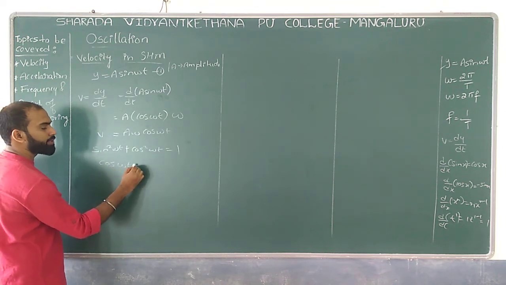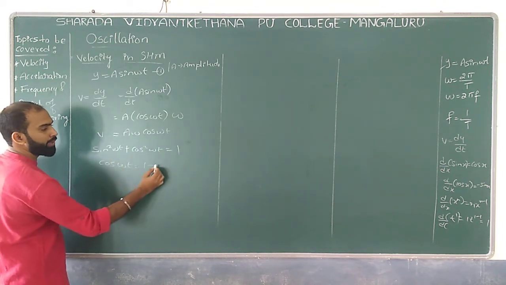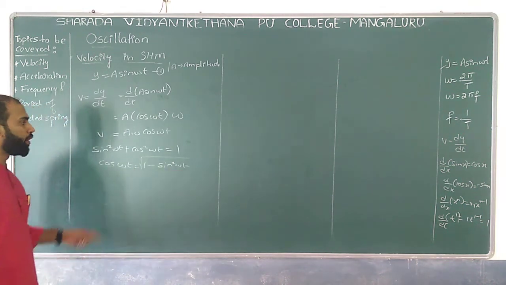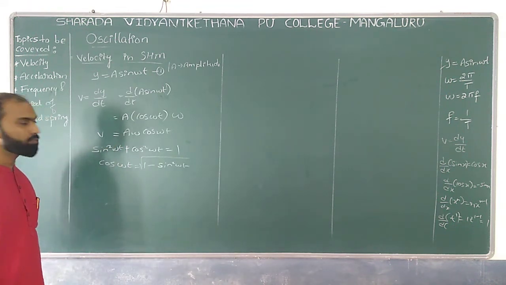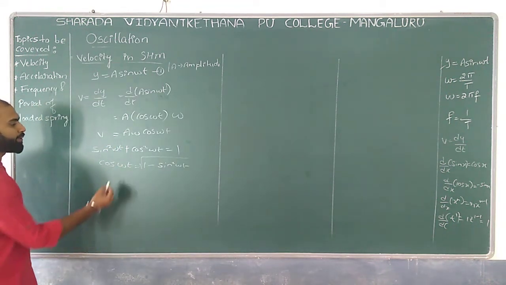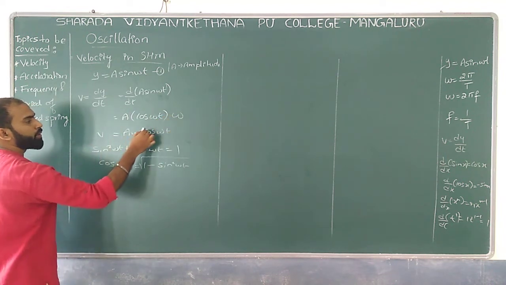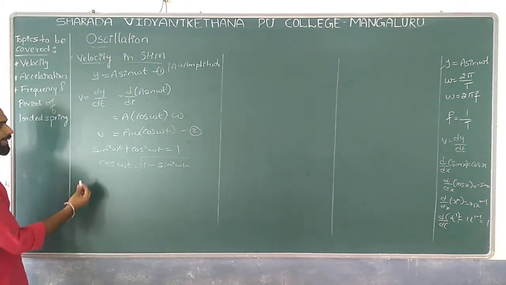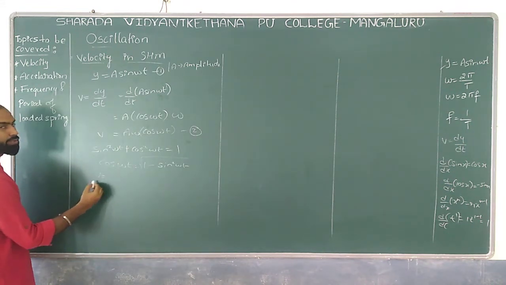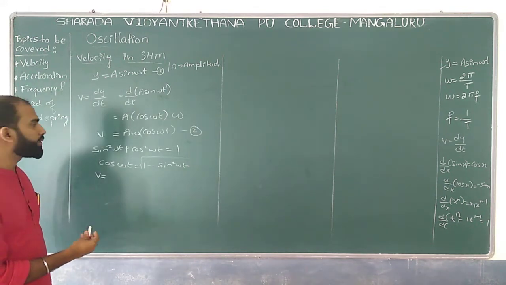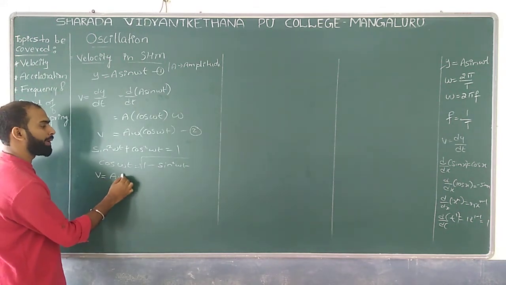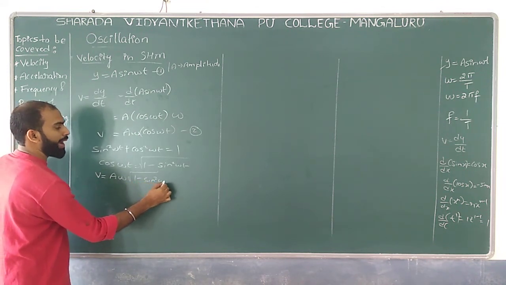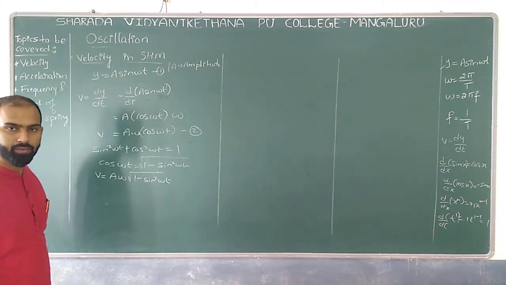We can write similarly, cos omega t is equal to square root of 1 minus sin square omega t. Shifting this over here, the square root comes into the picture, because it is cos square omega t. Yes or no? Yes. You substitute this cos omega t in the second equation. So V is equal to A into omega into square root of 1 minus sin square omega t. Yes or no?